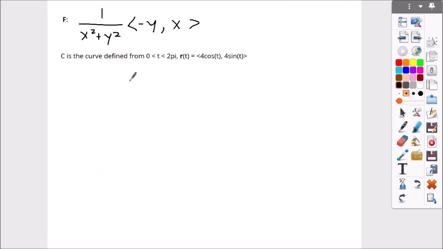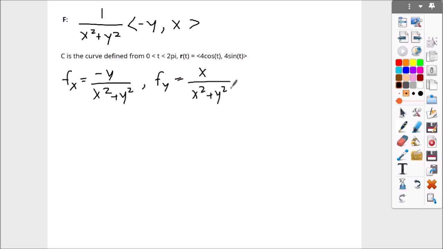Alright, this is a little bit simpler. This is only 2 dimensions, but let's see how simple it really is, I guess. So f sub x is negative y over x squared plus y squared. Wait, that's really hard. And then f sub y is x over x squared plus y squared. No, I don't think that's that hard, actually. I think that's doable. I think it's just arctan.